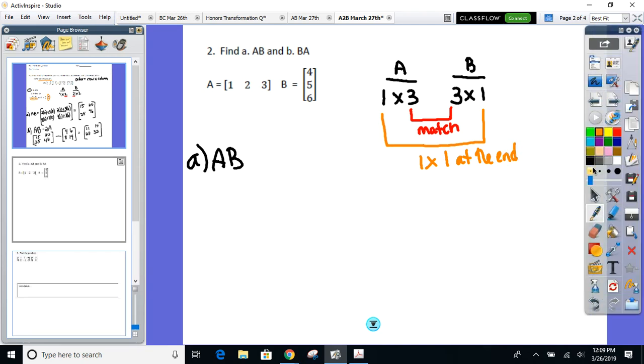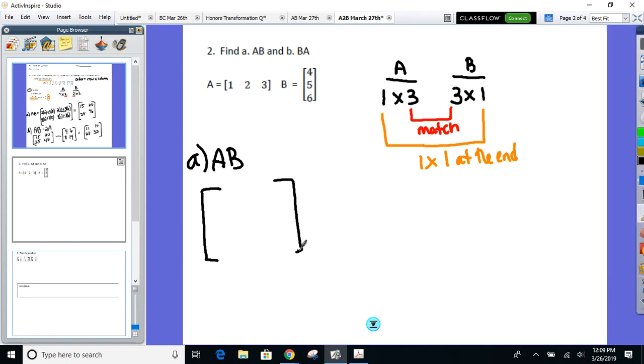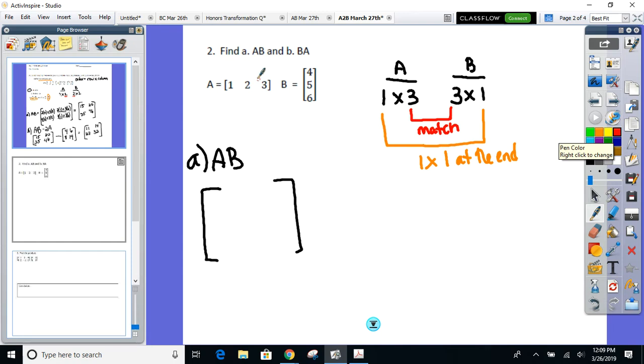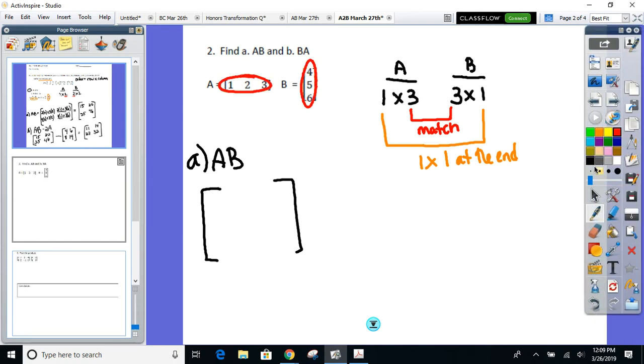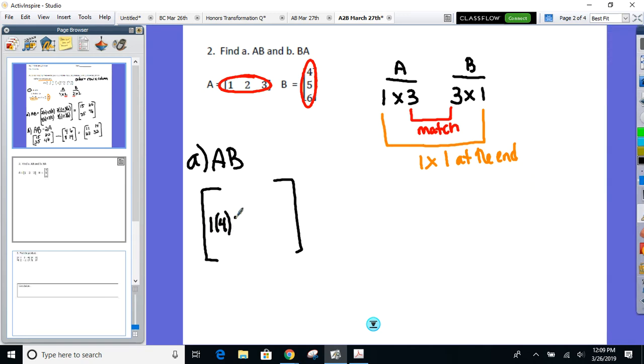So yeah, you're going to have a matrix with one number in it. One number. So how do I get that number? Row times column. It's going to be 1 times 4 plus 2 times 5 plus 3 times 6. Go ahead and perform those calculations. And you will see a matrix with the number 32, 1 by 1, 1 row, 1 column.